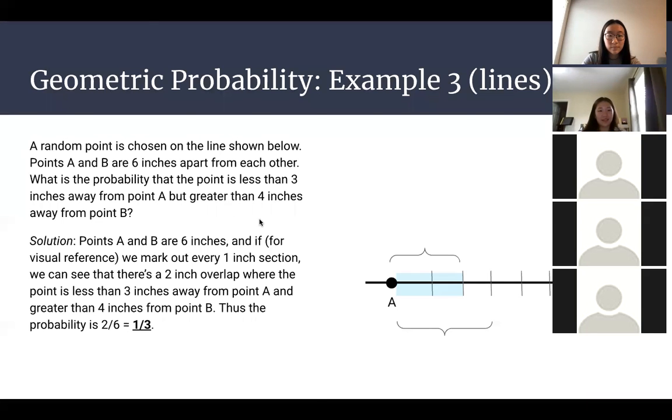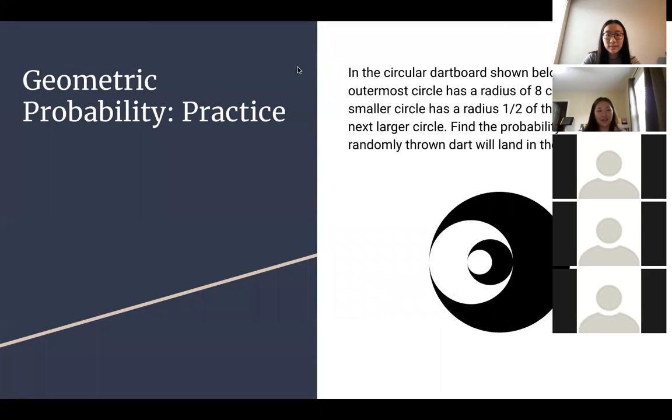Yeah, okay. So Yolanda's going to go through the practice. In this circular dartboard shown below, the outermost circle has a radius of 8 centimeters, and each smaller circle has a radius 1/2 the radius of the next larger circle. Find the probability that a randomly thrown dart will land in the white area. Try this for yourself. It's a bit challenging, but I'll give you a couple of hints and hopefully not reveal the answer. It's going to be 8 centimeters, and just remember the area of a circle is pi r squared.